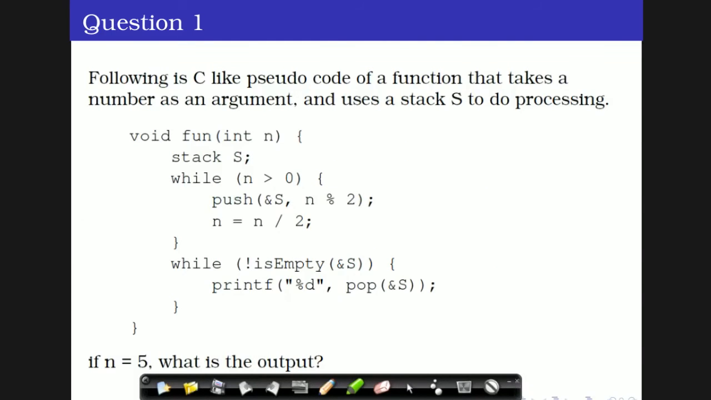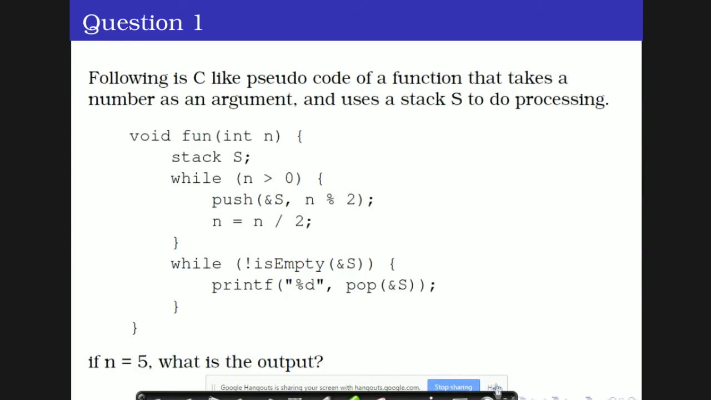Now let us see a few questions and try to solve them. Now here we can see that there is a question given. There is a pseudocode, a C-like function, which takes a number as an argument and uses a stack to do some processing. And what is the question? If n is 5, if the argument that is passed is 5, what is the output? So let us see. If n is 5, suppose there is a stack, and what is the n value? It is 5. Is 5 greater than 0? Yes, because here there is a loop.